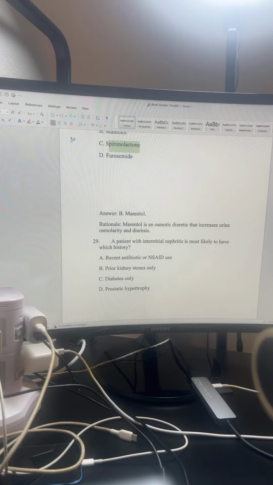All right. A patient with interstitial nephritis is most likely to have which history? A, recent antibiotic or NSAID use. B, prior kidney stones only. C, diabetes only. Or D, prostatic hypertrophy.